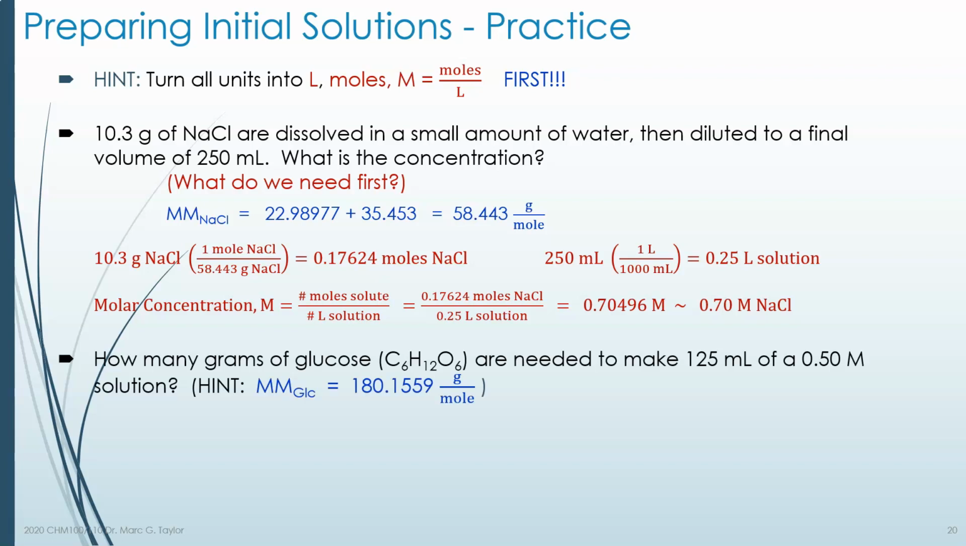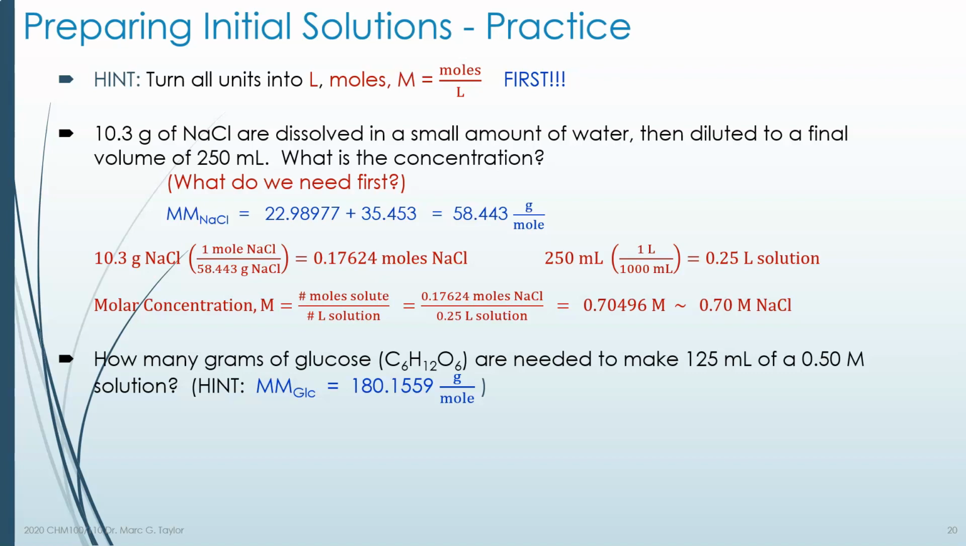How many grams of glucose, whose formula is C6H12O6, are needed to make 125 mils? Okay, so you've already been asked for grams, so you should be thinking moles first, and you're given milliliters, so you should be turning that into liters right away, of a 0.50 molar solution. Instantly, you should think 0.50 moles per liter. So you see grams, you need moles first. You see milliliters, turn it into liters. You see molar, turn it into moles per liter. And this will make it easier.